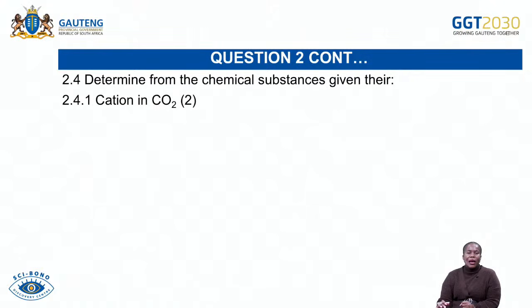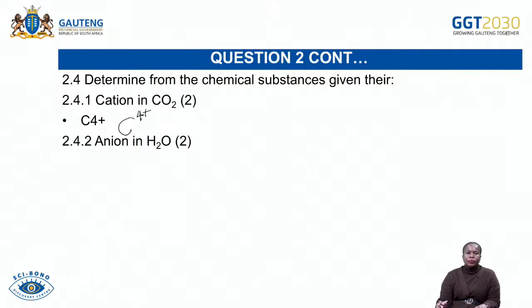Given their cation, we want the chemical substances given their cation in CO2. We know it to be C4+. This should have been right at the top. And then an anion in H2O. What is an anion in H2O? We know it to be O2-, because also based on its location in the periodic table.